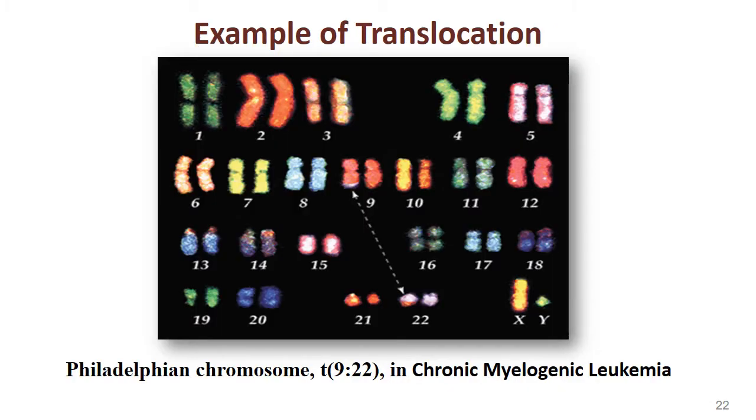Example of translocation. Here, a fragment of chromosome is moved or translocated from one chromosome to another, joins a non-homologous chromosome. The disease chronic myelogenic leukemia is caused by this translocation. The phenomenon is called Philadelphian chromosome.